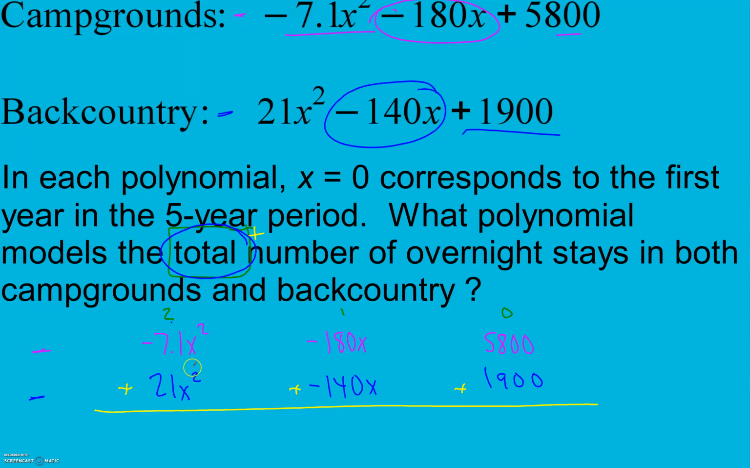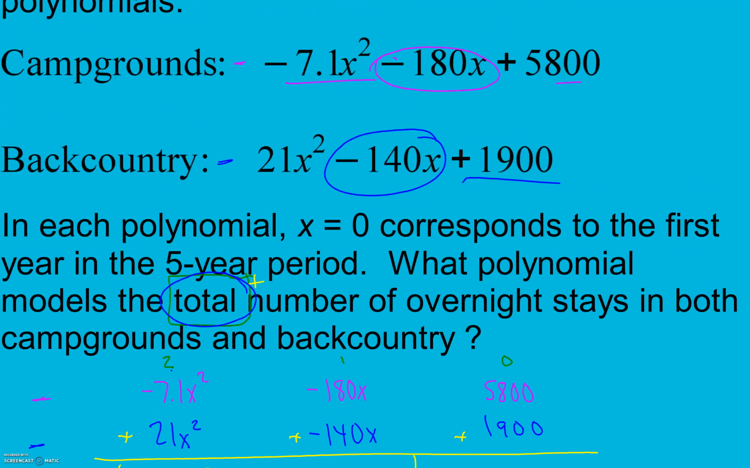My x squareds, same variable, so I keep my variable, add my number parts. Keep my variable, add my number parts. Here, same signs, both negative, so it's negative 320. Here, same signs, so I add them up. 7,700. And this polynomial right here is our total number of overnight stays in both campgrounds and backcountry.